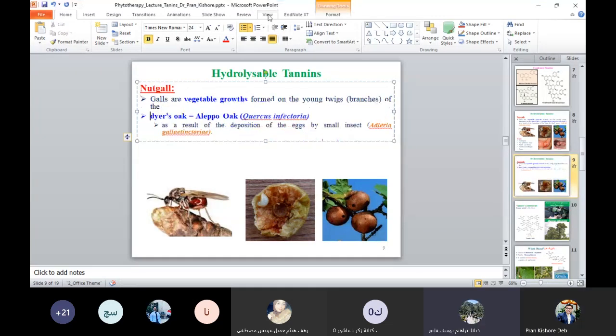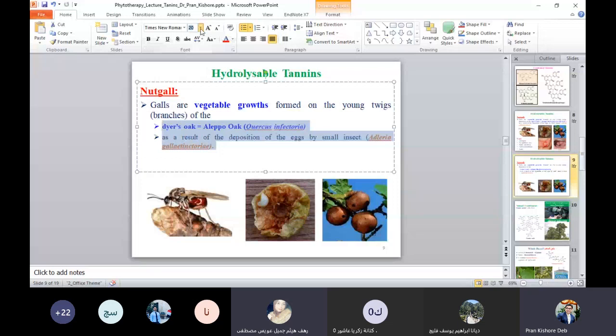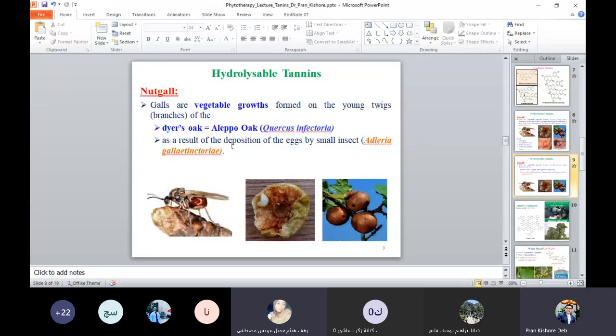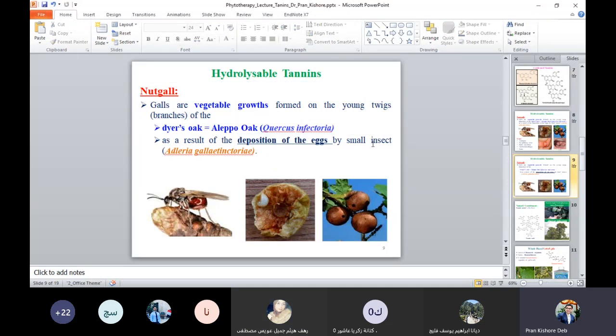By the young twigs. It is formed on the young twigs, but how? By deposition of eggs by small insects. What is the name of the insect? Adleria gallae-tinctoriae.